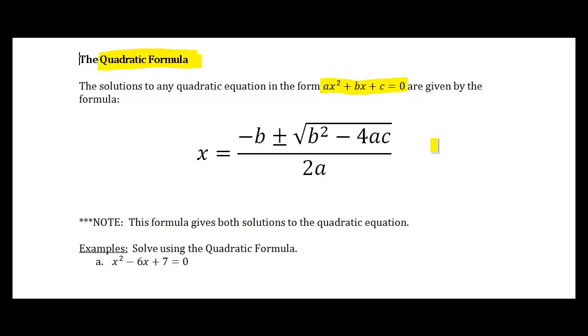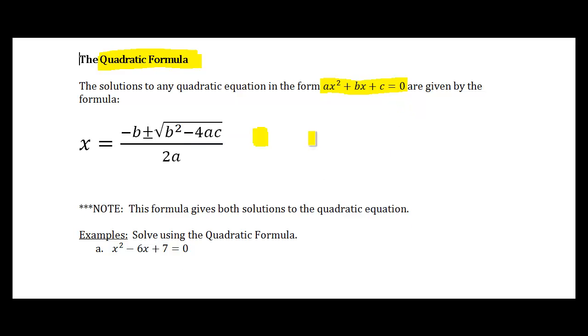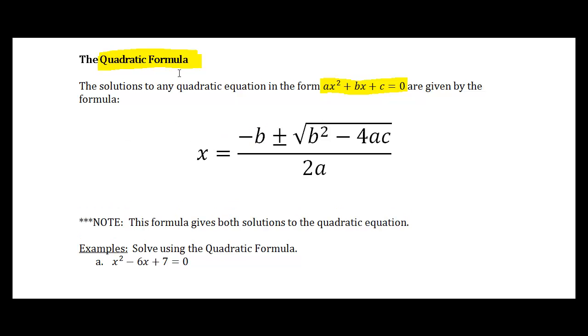a, b, and c are the coefficients in the quadratic equation when everything is on one side and set equal to 0. So there's my a, b, and c. Once I know those coefficients, I plug in my b, my a, and my c, and I'll have my solutions. Simplify and you have your solutions. Let's look at an example.